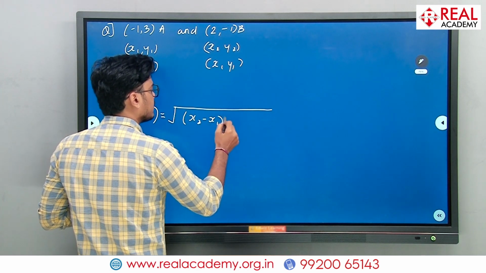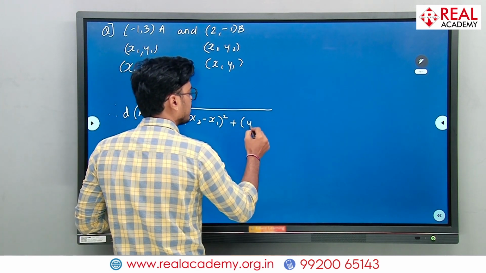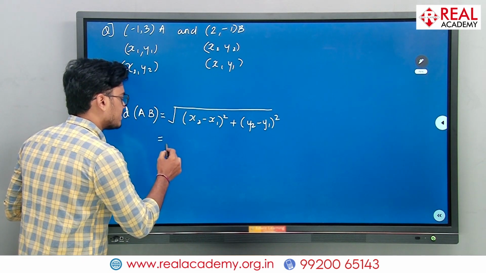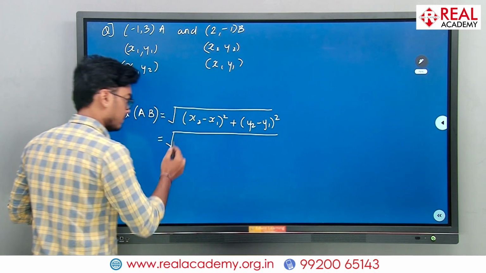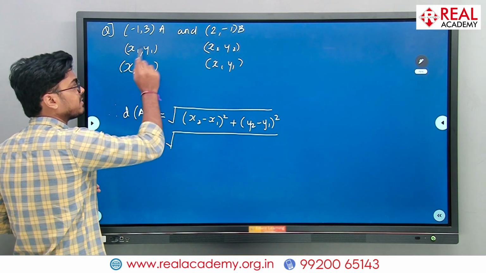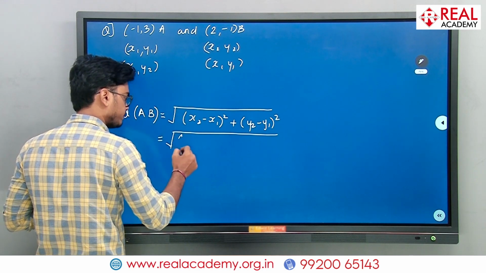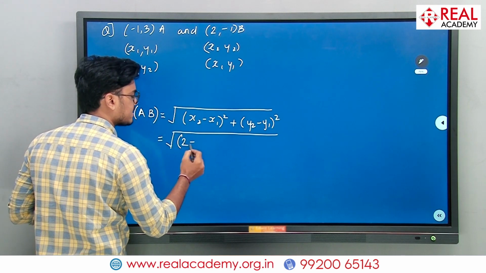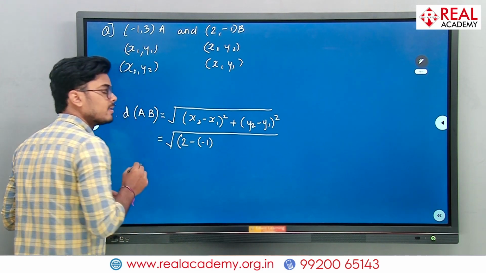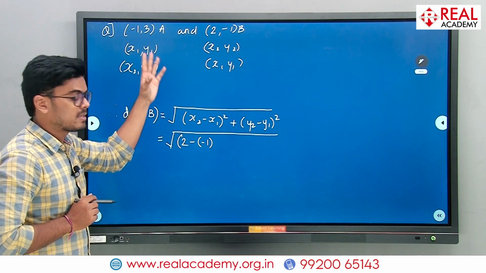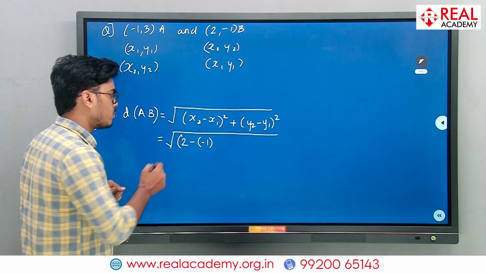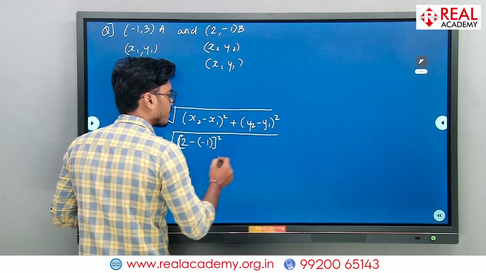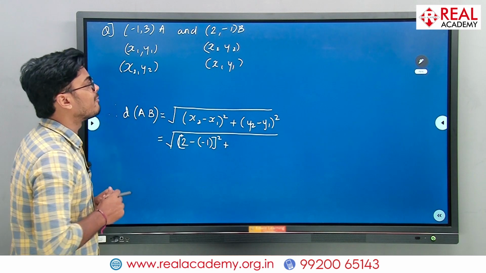x2 minus x1 the whole square plus y2 minus y1 the whole square can be given by, just substitute the values. As I told you, x2 can be any one of these two. If I consider this as x2, so 2, now my x1 should be this, minus 1. Don't forget, this minus sign is a different minus sign and this is from the formula. So 2 minus minus 1 the whole square. It should be a square bracket plus, in this case, y2 minus y1.